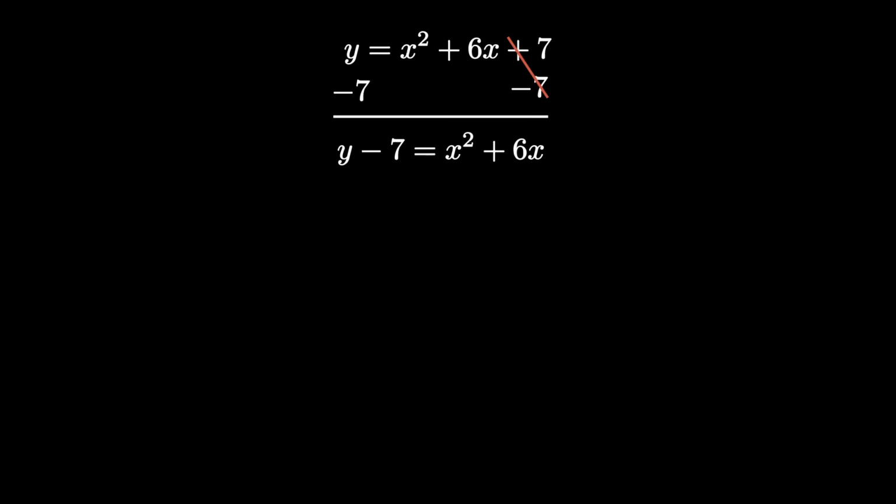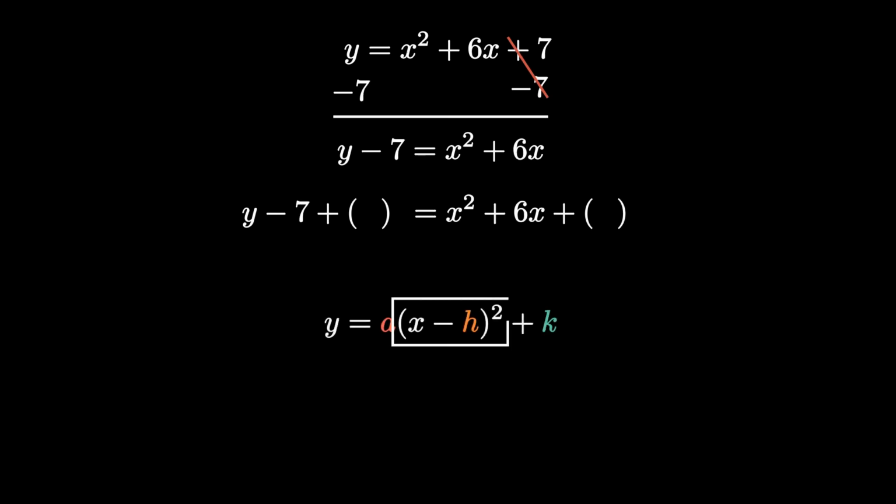Now the next thing that we're going to do is add spaces to both sides. Now, why are we doing this? The reason is because we want to create what we call a perfect square trinomial on our right side, because when we do this, it'll allow us to factor it to get it in the form of (x minus h) squared, which is what we want because that will help us get to our vertex form.